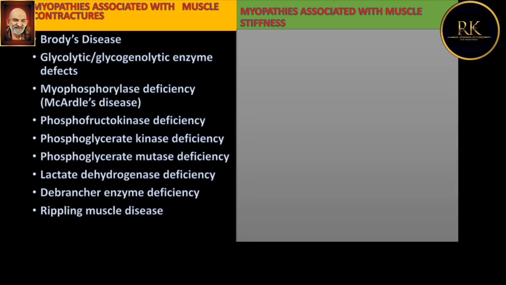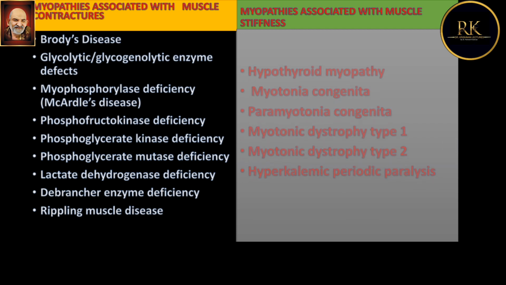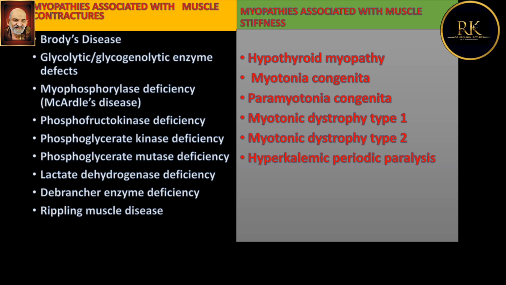Myopathies associated with muscle stiffness include hypothyroid myopathy, myotonia congenita, paramyotonia congenita, myotonic dystrophy type 1, myotonic dystrophy type 2, and hyperkalemic periodic paralysis.